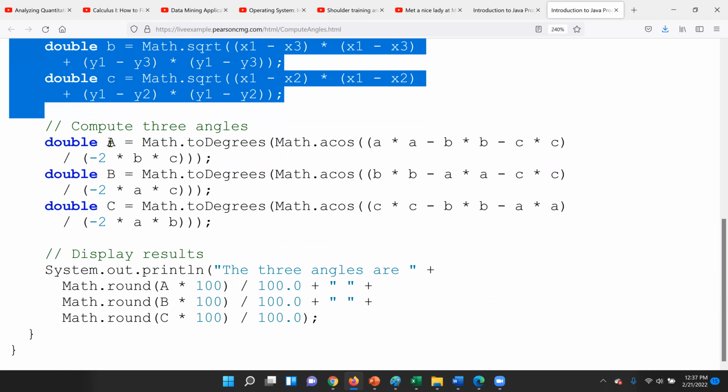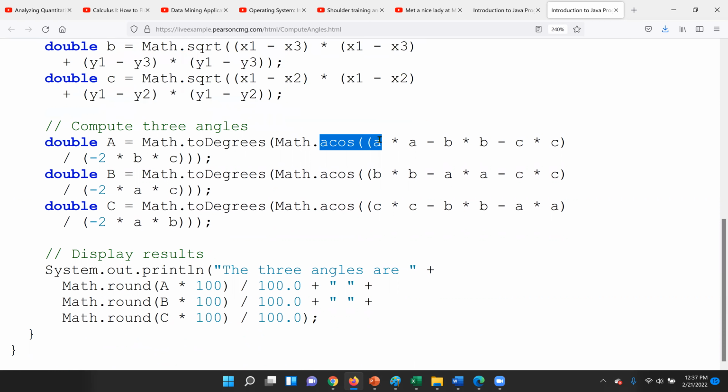So we are able to find the three angles. To find angle A, again, we have this formula given to us. As we said, for all the trigonometry functions in the Math class, the argument should be in radians, and our answer, of course, will be in degrees. That's why we are using the toDegrees method, because the answer we get will be in radians. So here we just convert the formula, which is given to us already: arc cosine of A squared minus B squared minus C squared divided by minus 2BC. That will give us the angle A.